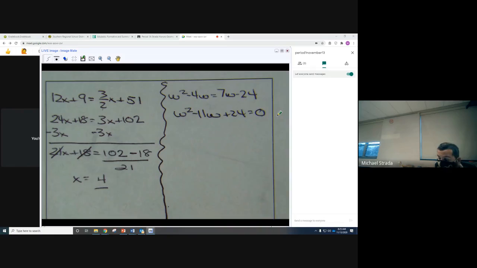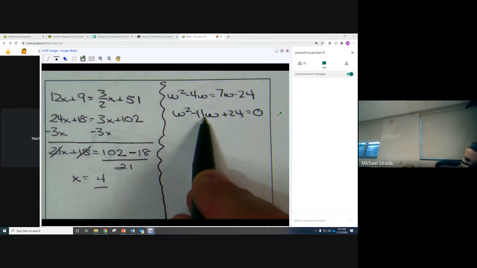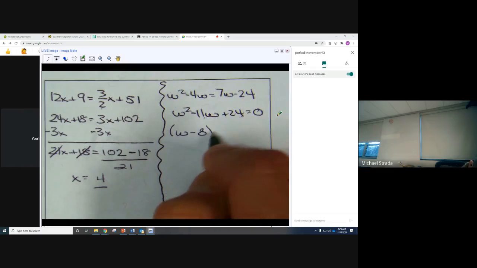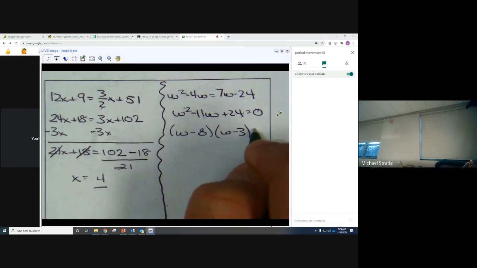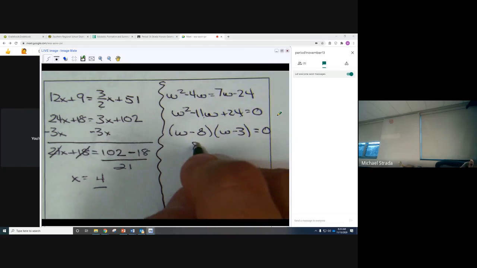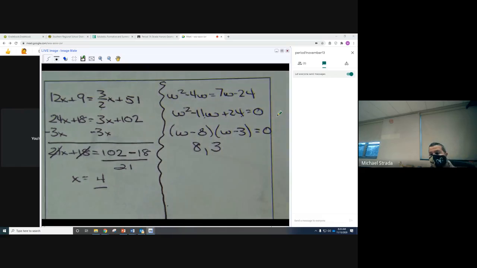All right. I'm then going to solve it. What two numbers go into 24 and add up to 11? Good job, 8 and 3. So it's w minus 8, w minus 3. The opposite of negative 8 is 8. The opposite of negative 3 is 3. So those are my two algebraic solutions.